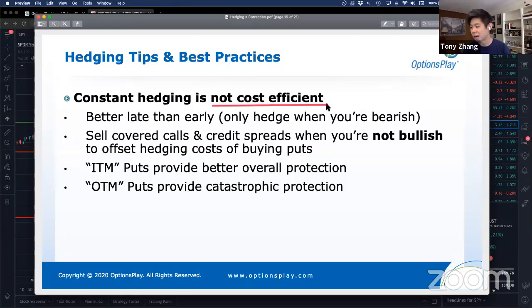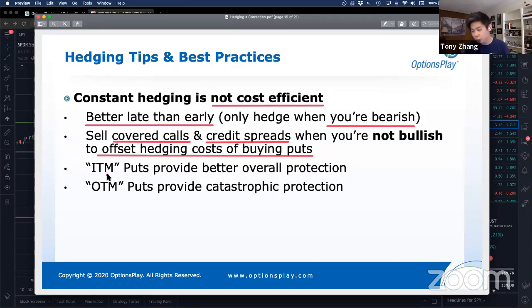Constant hedging is not cost efficient. So don't try to go out there and buy protection all the time. You're much better off being late than early. You only want to hedge when you're bearish. When you're not bullish, what you want to do is make sure you sell covered calls, sell credit spreads, and collect premium that's going to help you offset the cost of buying puts if and when the markets start to correct.